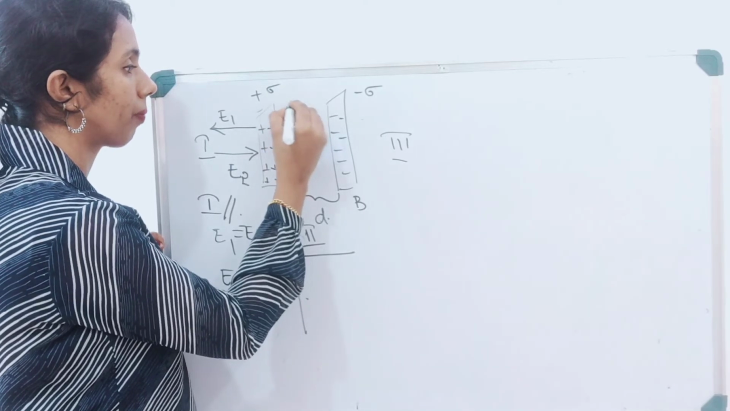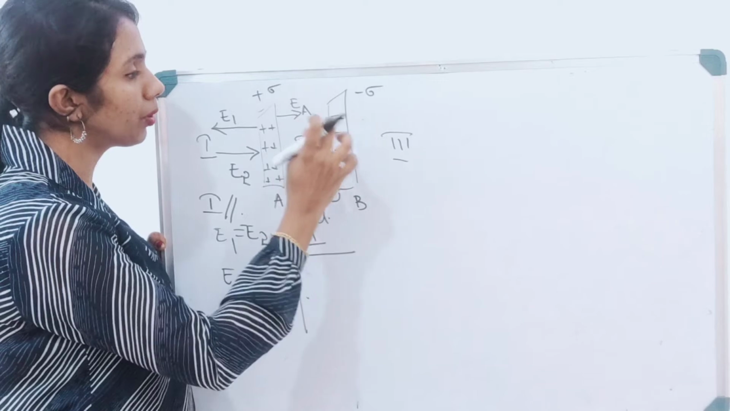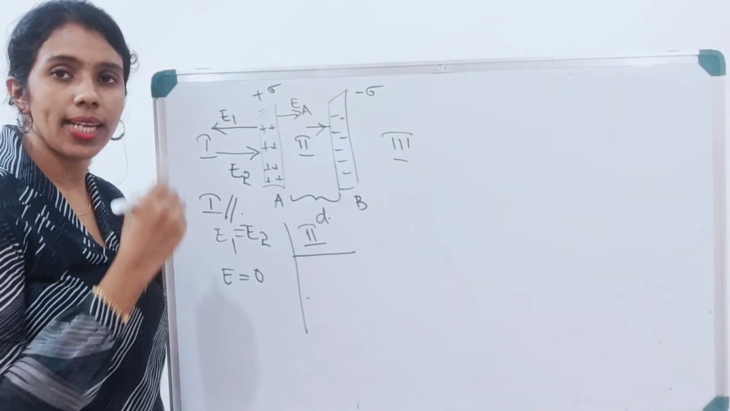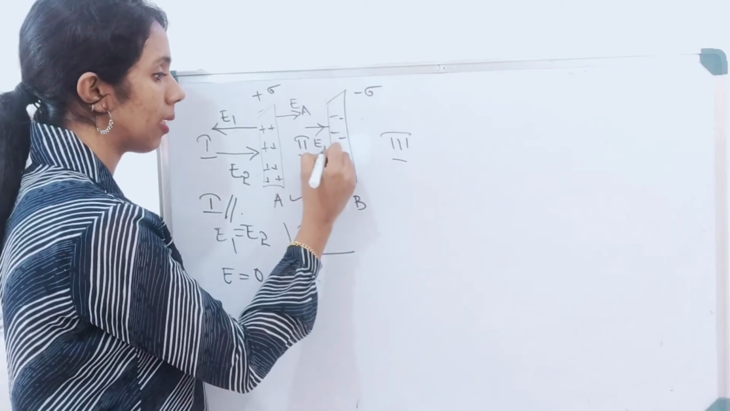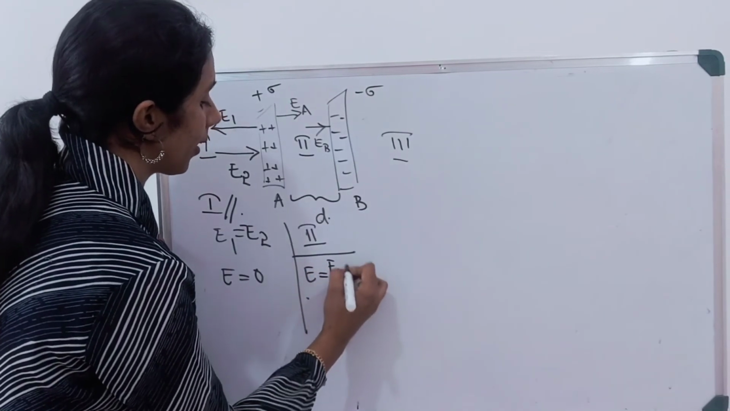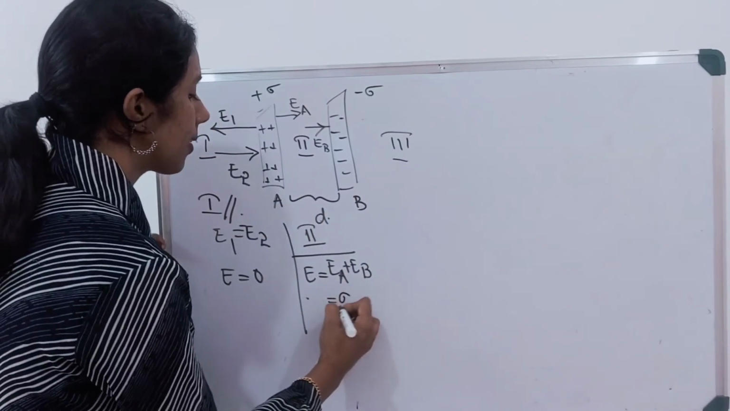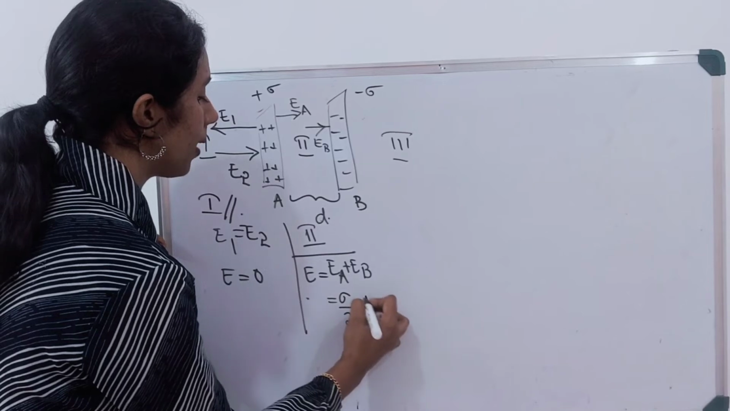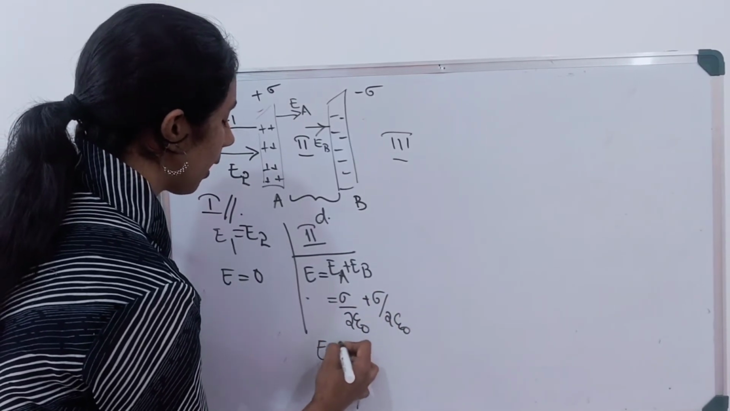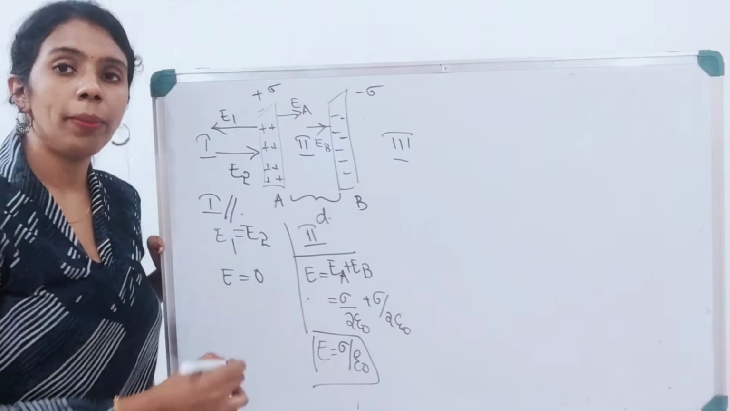Away from the plate because it is positively charged. Electric field due to plate B is towards the plate because it is negatively charged. So it is EB. Here both the electric fields are in the same direction. So E is equal to EA plus EB, which is sigma by 2 epsilon 0 plus sigma by 2 epsilon 0. So E is equal to sigma by epsilon 0. This is the electric field in the region between the plates.